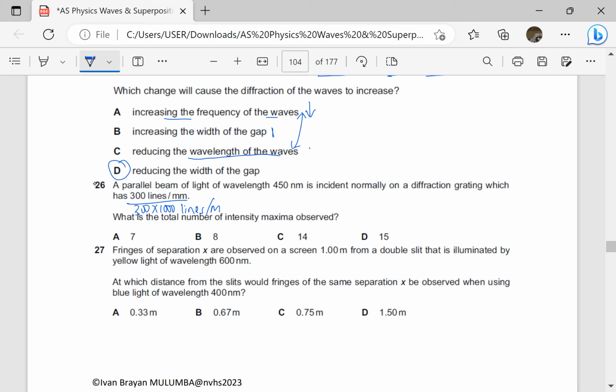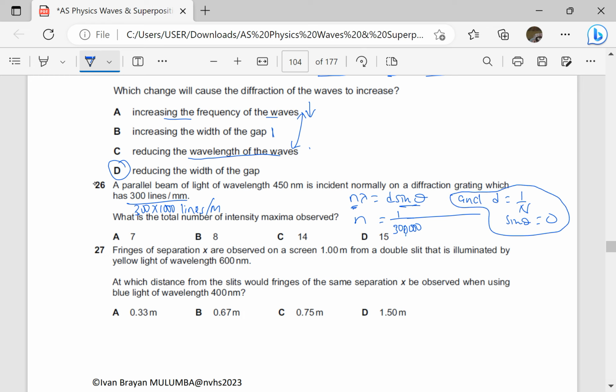Remember, for a diffraction grating, N lambda is equal to d sine theta. So for N maximum, sine theta is equal to 1. Therefore, N is going to be d over lambda, which d we don't know, but we know that d is the same as 1 over the number of lines. So this is going to be 1 over 300,000. Sine theta is equal to 1. We have this in mind.